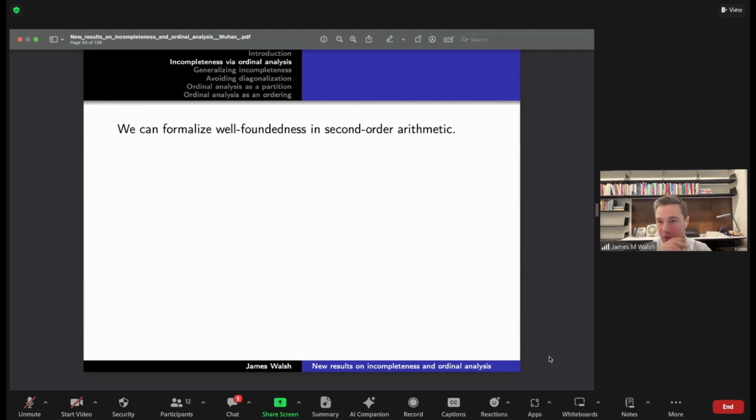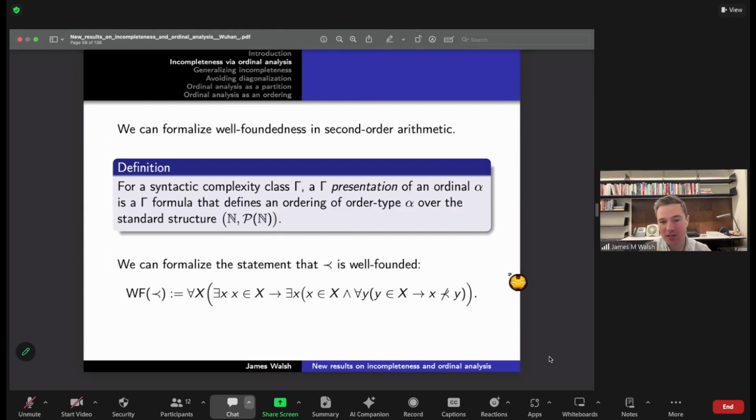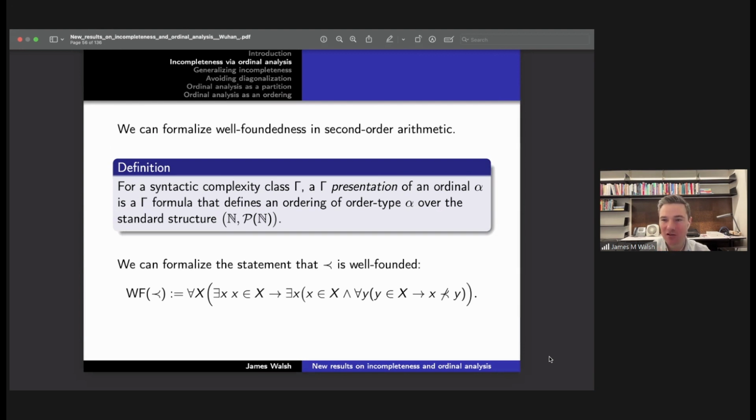Okay, so before continuing, we have to say a few things about how we formalize well-foundedness and the notion of a proof-theoretic ordinal. So how do we formalize well-foundedness in the language of second-order arithmetic? If we have a syntactic complexity class Γ, say like the Σ⁰₁ formulas or the arithmetic formulas or the Σ¹₁ formulas and so on, a Γ presentation of an ordinal α is going to be a formula in that class, so a Γ formula, that defines an ordering of the appropriate order type in the standard structure, in the standard interpretation of the language of second-order arithmetic. We can formalize the statement, if we take a presentation ≺ of a linear order, that ≺ is well-founded using a single sentence in the language of second-order arithmetic, right? We just have to say that all non-empty subsets have a least element. That's a single universal set quantifier.